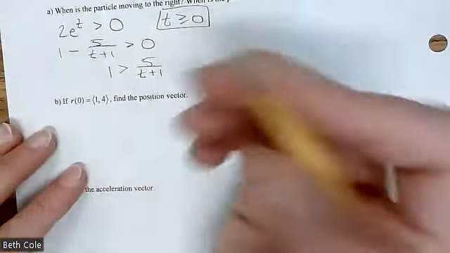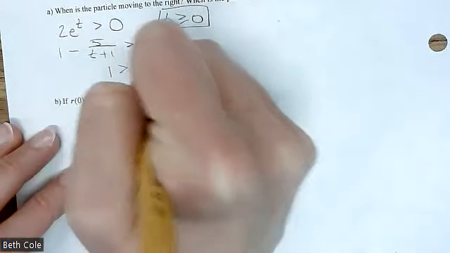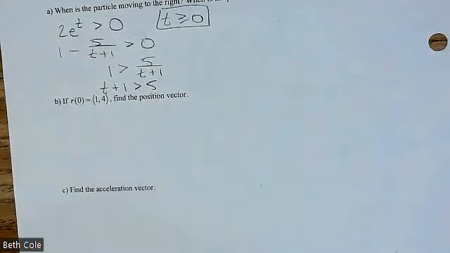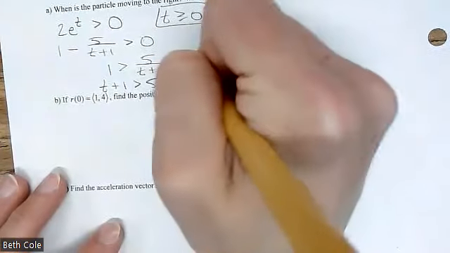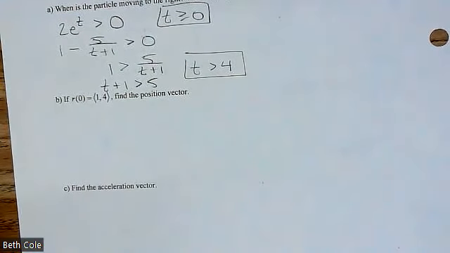All right, multiply over the t plus 1, which would just be t plus 1 greater than 5. And so t greater than 4. Cool. So left and right is x, right is positive, left is negative, up and down is y, same thing. Up is positive, down is negative.